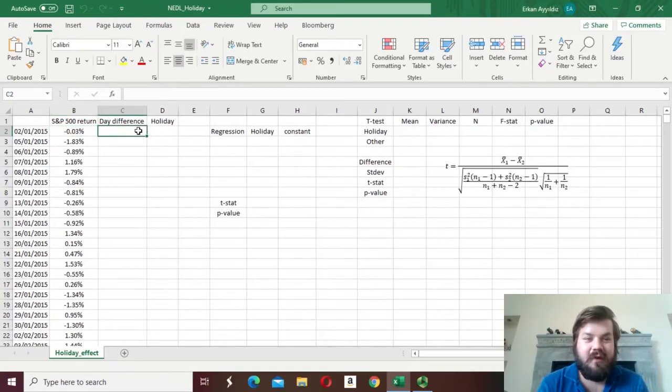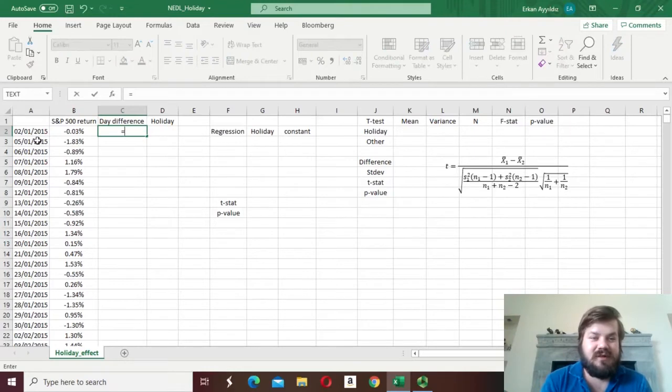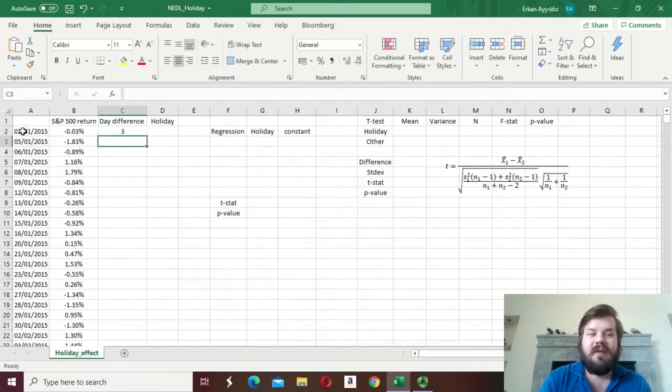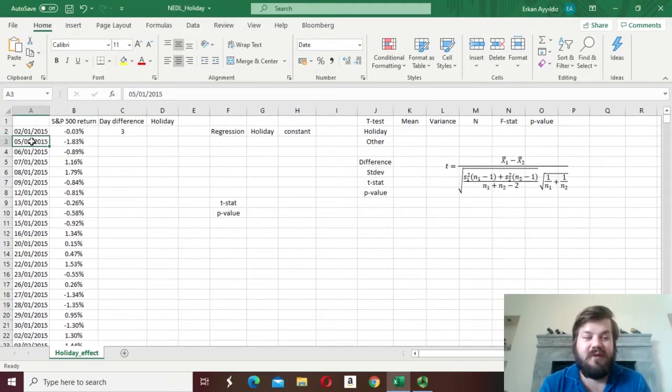To do that, we need to figure out the day difference between the trading day and the following trading day. We can do that as Excel famously treats dates as just numbers. So we can just subtract the date of the current trading day from the date of the following trading day. And here we get, for example, 3. It means that the 2nd of January 2015 was a Friday and the 5th of January 2015 is a Monday. And it's unsurprising that the day difference is 3.